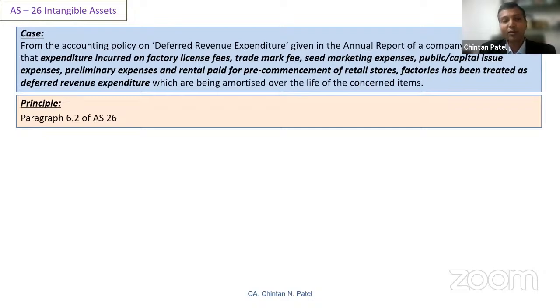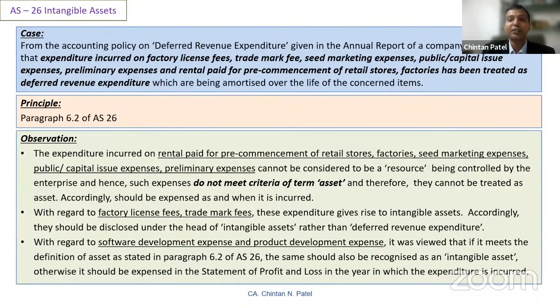Now, there are a few companies which talk about expenditure incurred on factory license fees, trademark fees, seed marketing expenses, public capital issue expenses, preliminary expenses, and rental paid for pre-commencement of retail stores and factories as deferred revenue expenditures. Here we need to first understand the definition of intangible assets as per AS 26. AS 26 says: identifiable non-monetary asset without physical substance. So if you have to treat a certain expenditure as an intangible asset, you have to ensure that the definition of AS 26 has been met.